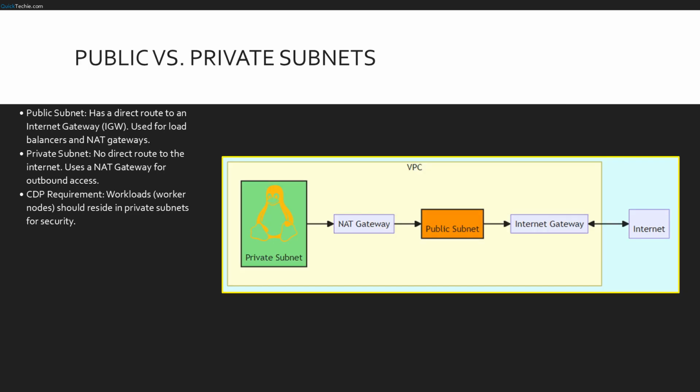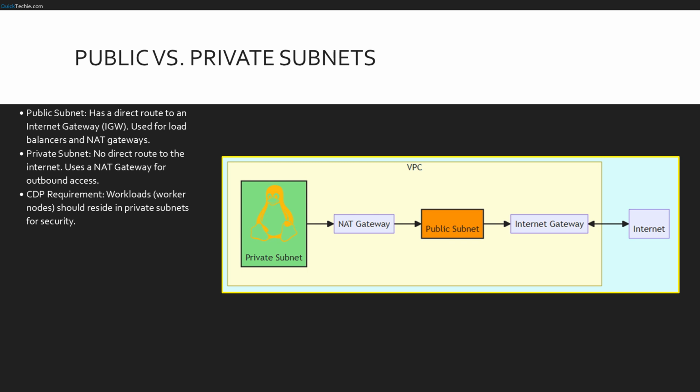Not all subnets are created equal. We categorize them based on their routing. A public subnet allows traffic to flow directly to and from the internet via an internet gateway. In CDP, we strictly limit what goes here, typically just load balancers and NAT gateways. In contrast, a private subnet has no direct path for inbound traffic from the internet. However, nodes here can still reach the internet for updates by hopping through a NAT gateway. For a secure production environment, your data lake and data hub worker nodes must always live in these private subnets to reduce the attack surface.